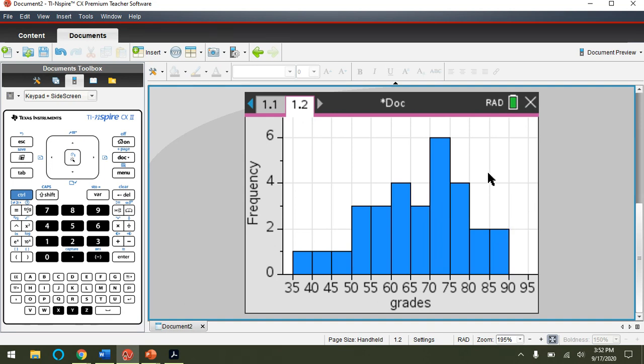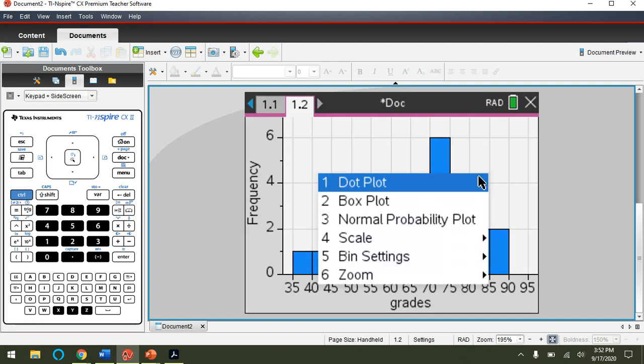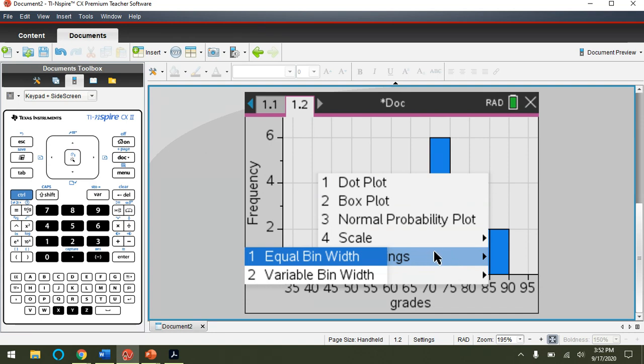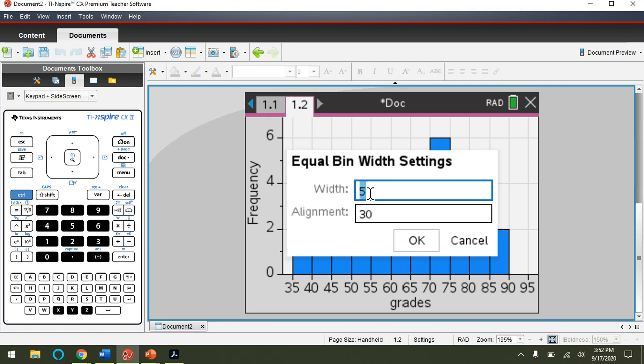So I'm going to change it. We're going to do Control Menu again. And when you do Control Menu, now you have a choice for bin settings, and the bins are the bars. I want to make each bar an equal bin width. The width here is how wide it was when we found it back at the top of the frequency distribution table. We said that the bin width or the class width should be 8. The alignment you set to be your minimum data point. Our lowest data value was 35 in this problem.